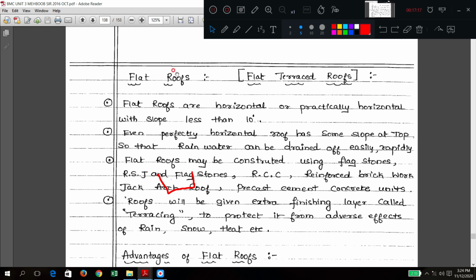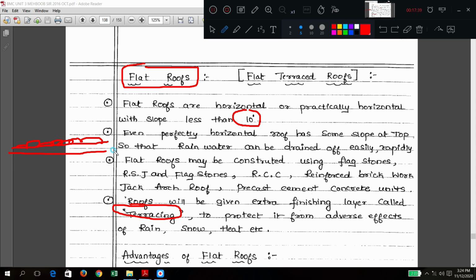After that, we have started the discussion on flat roof. So we have seen that flat roofs also have slope, but it is less than 10 degrees. And also the flat roof has something on the top, which is called terracing. So flat roofs on their surface have a finishing layer, which is called terrace.